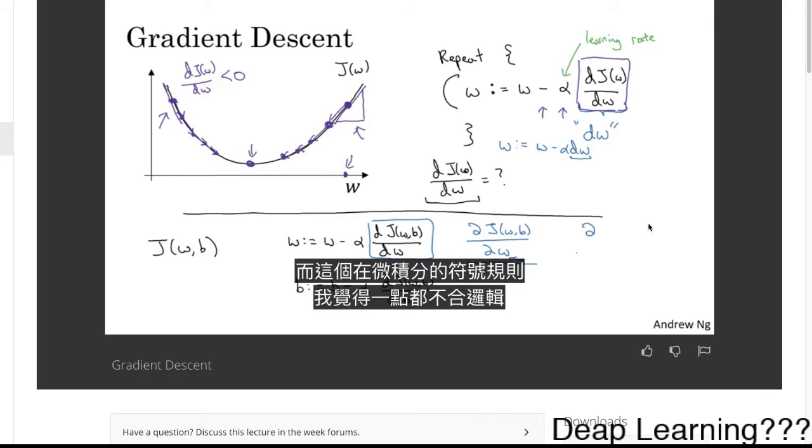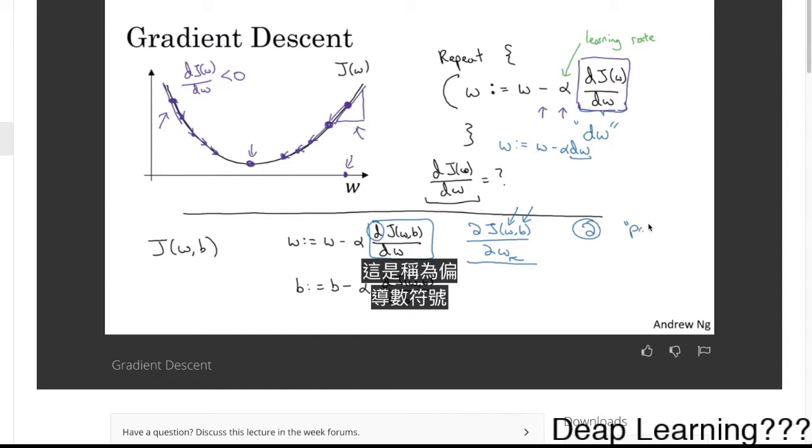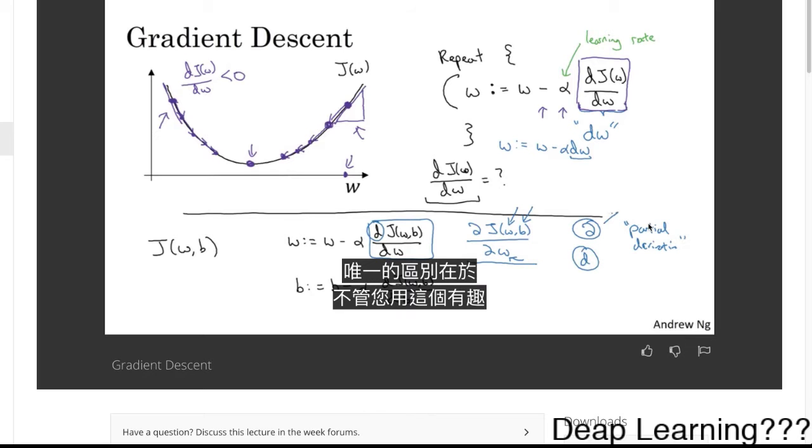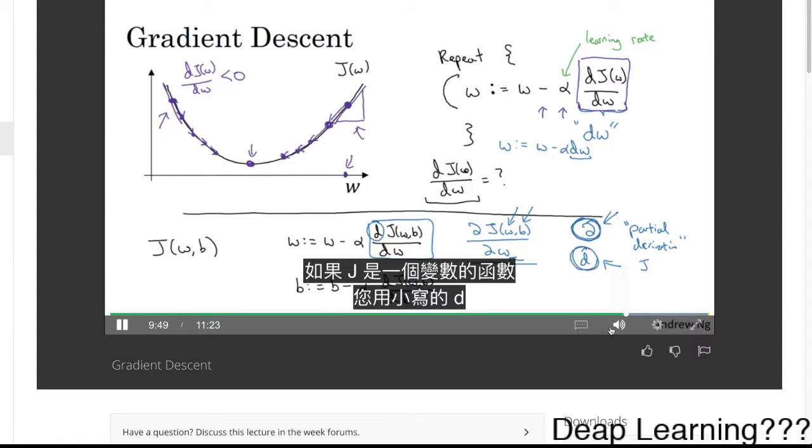And the rule of the notation in calculus, which I think isn't totally logical and just makes things much more complicated than they need to be, is that if J is a function of two or more variables, then instead of using lowercase d, you use this funny symbol. This is called a partial derivative symbol. But don't worry about this. If J is a function of only one variable, then you use lowercase d. So the only difference between using the partial derivative symbol or lowercase d is whether J is a function of two or more variables, in which case you use the partial derivative symbol, or only one variable, in which case you use lowercase d.